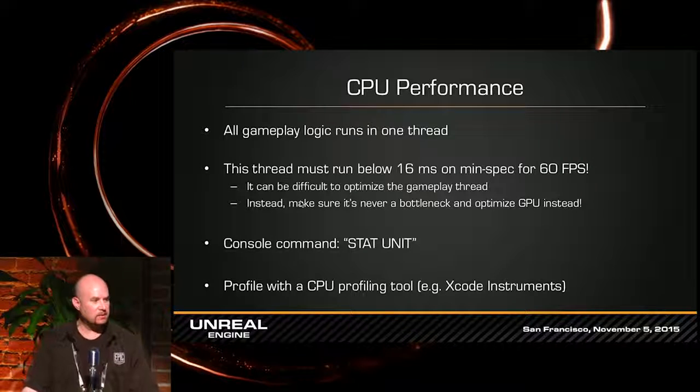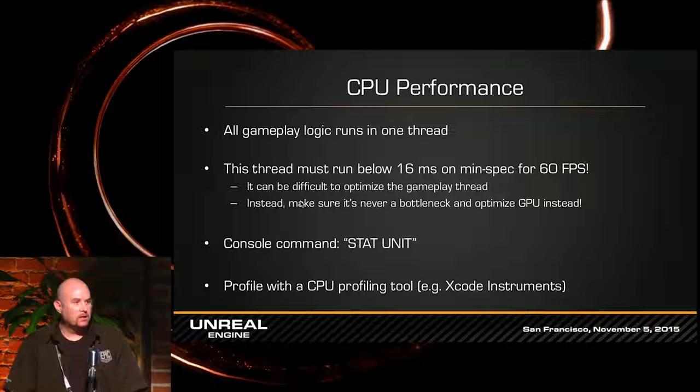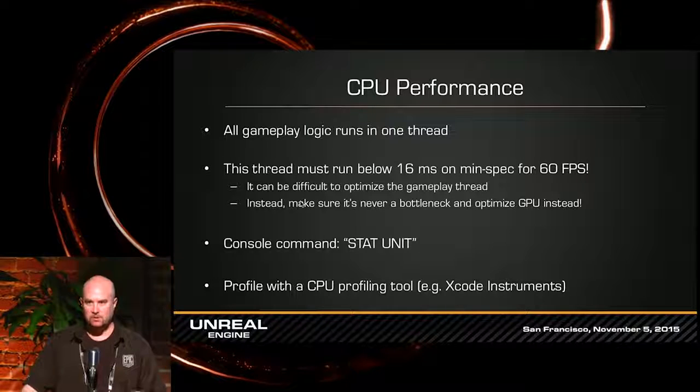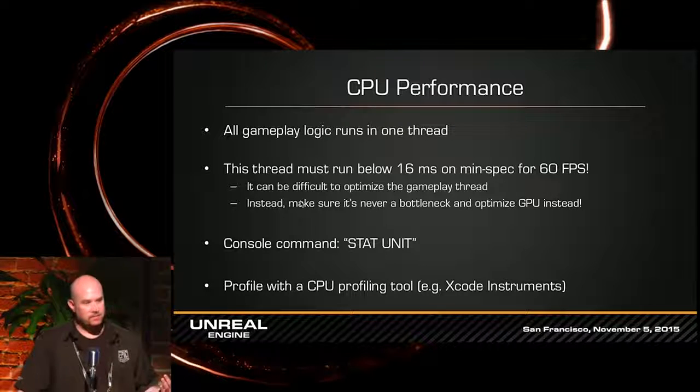All right, so let's go a little bit to the CPU. The CPU is basically two things. It's gameplay logic and it's draw calls. The gameplay logic in UE4 runs on a single thread. So if you want to run at 60 frames per second, that means that the game thread has to be below 16 milliseconds each frame.